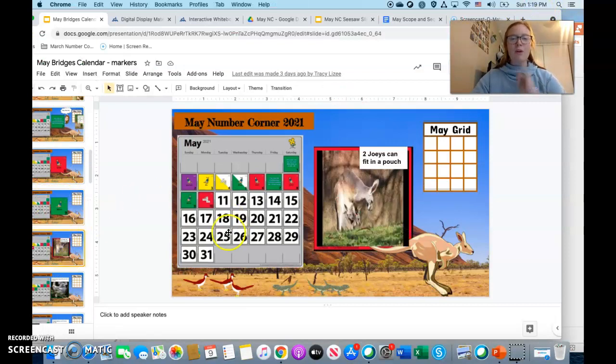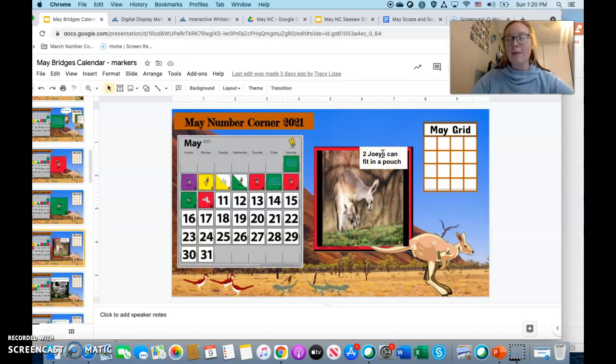So now we're going to jump down. Today is Monday, May 10th, 2021. I cannot believe it is already May 10th. Let's take a look at our fun fact for the day. So we have that 2 joeys, remember joeys are small kangaroos, our baby kangaroos, can fit in 1 pouch.